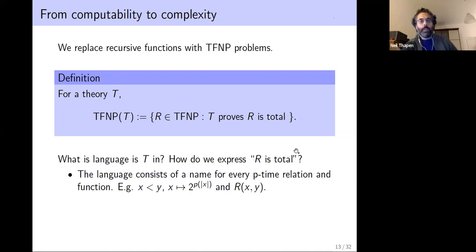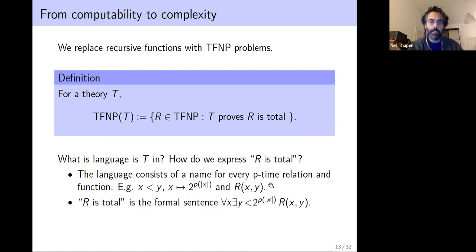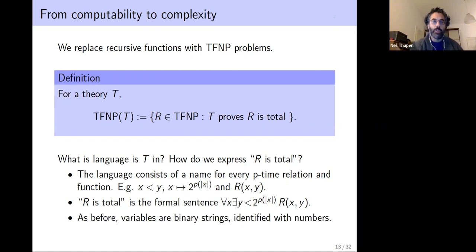And so we're going to be working in a language that has a name for every polynomial time relation and function. So here are some examples of these. Here's a relation, here's a function, here's a relation. And in this language, we can express R is total, and it's just the sentence we saw before: for all x, there is some solution to R. And as before, the variables are formally binary strings, but we treat them as though they were numbers.